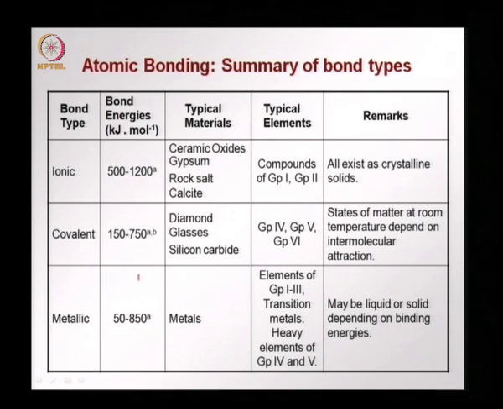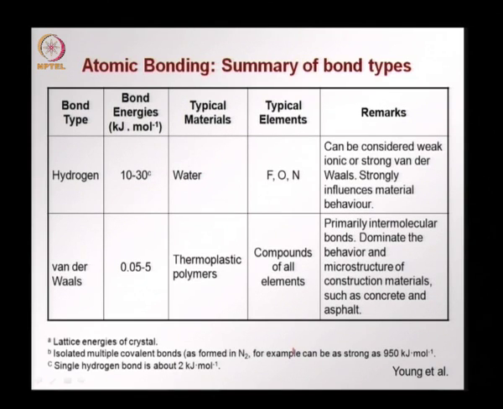Typical materials that have these bonds are: in the ionic bond we have a lot of salts which exist as crystalline solids. Covalent bonds, we looked at the examples of silica and diamond. There are other materials such as polymers which have covalent bonds, metals, elements in groups 1 to 3, transition metals, heavy elements of group 4 and 5 and so on also have metallic bonds.